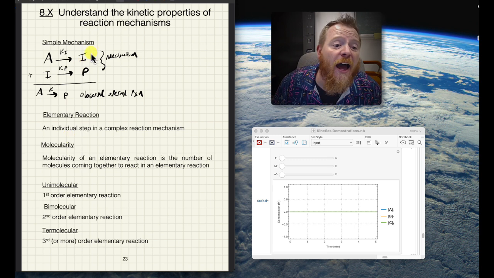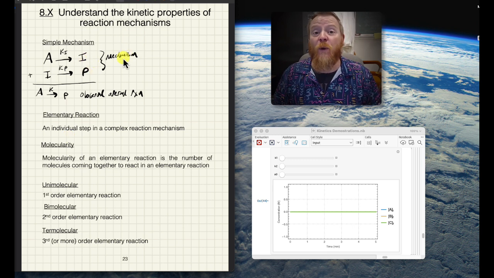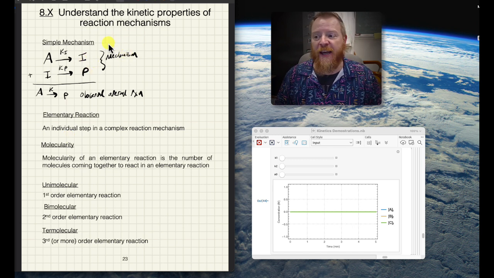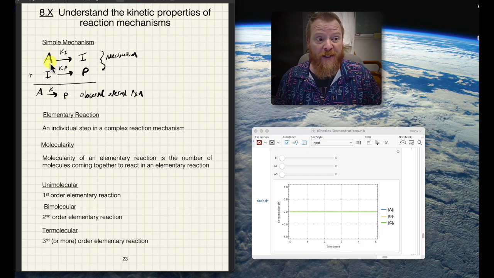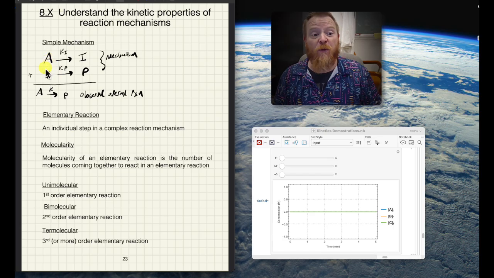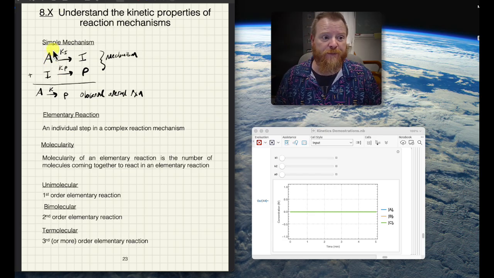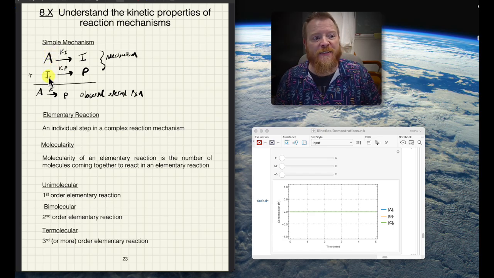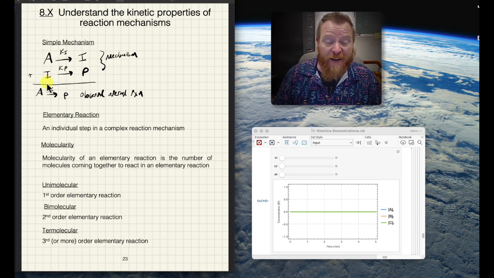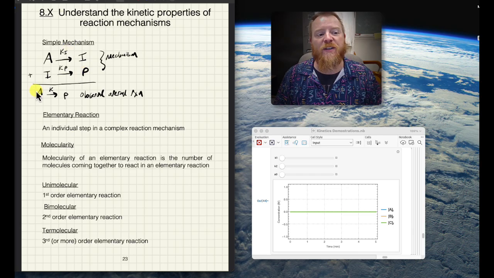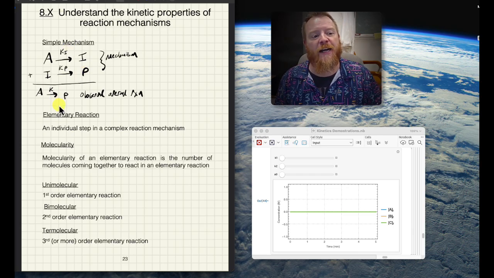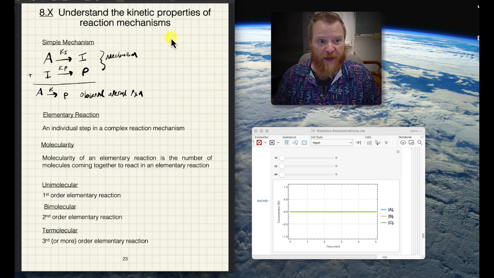So in these elementary steps, we can look at the stoichiometry and get the order. So for example, this first step, we see only A is involved. That would be unimolecular and first order. And we can see here in the second step, only I is involved. So that would be a unimolecular first order reaction. But we still don't know the overall order of this reaction until we know which one of these is rate determining.